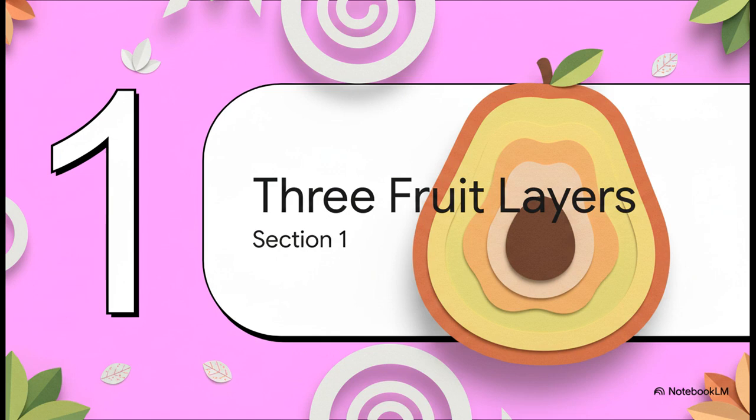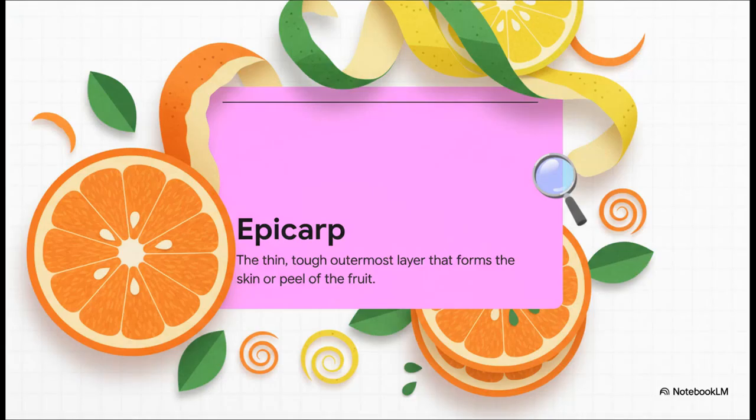Section 1. The 3 fruit layers. If we peel the fruit from the outside in, we start right at the epicarp. The prefix epi actually means on, and carp means fruit. It's that differentiated, thin, and really tough outermost layer. Think about your everyday experience of peeling an orange or a lemon. You know that tough outer rind? That is your epicarp. And in citrus fruits specifically, this brightly colored, textured outer skin has a special botanical name. It's called the flavedo. It acts as the fruit's very first line of defense against the outside world.